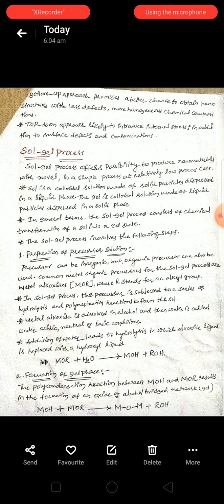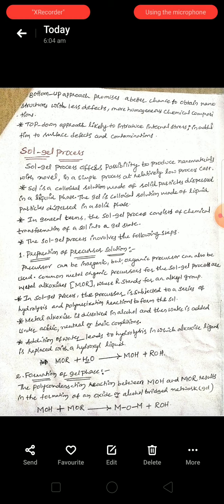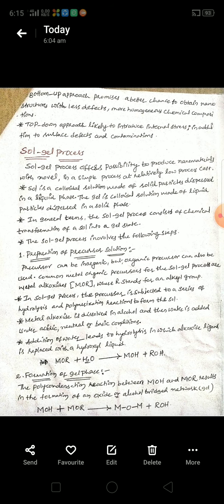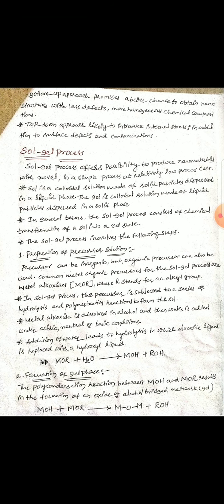In the case of the top down approach, there are more defects, and the atoms are associated with internal stress. There is an internal stress between the atoms or molecules in nanomaterials in the top down approach. That's why, compared to the top down approach, the bottom up approach is the suitable method for the synthesis of nanomaterials.